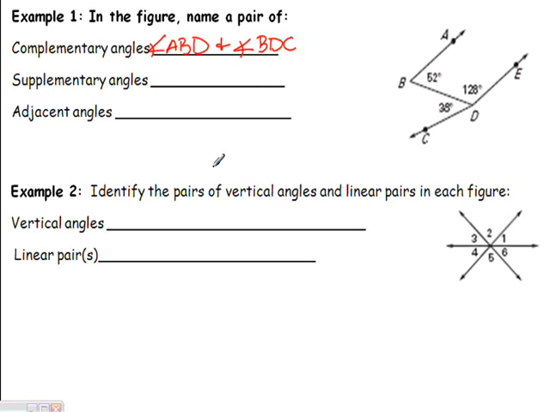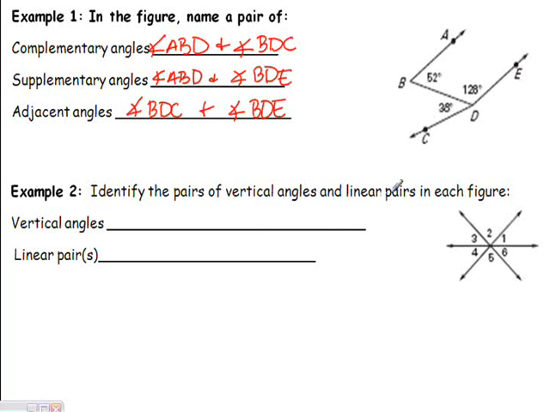All right, my supplementary angles add up to 180, so 52 plus 128 is 180. So we're again talking about angle ABD, but its supplement is angle BDE. And then adjacent angles share a common side, so both CDB and BDE share side BD. So we've got angle BDC and angle BDE, who are adjacent.